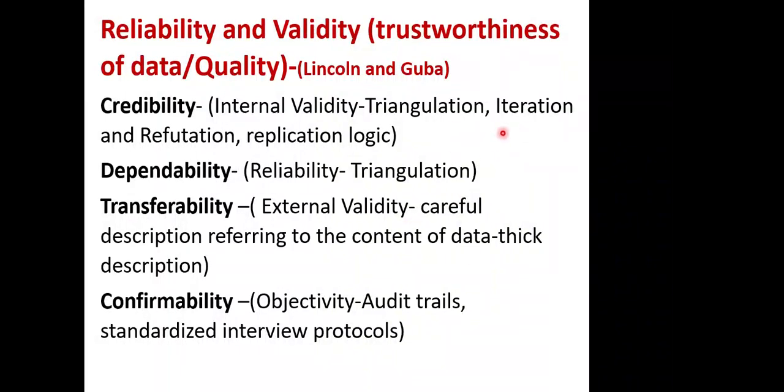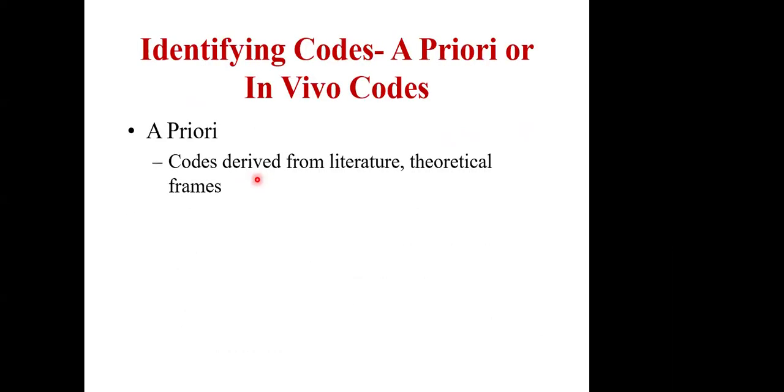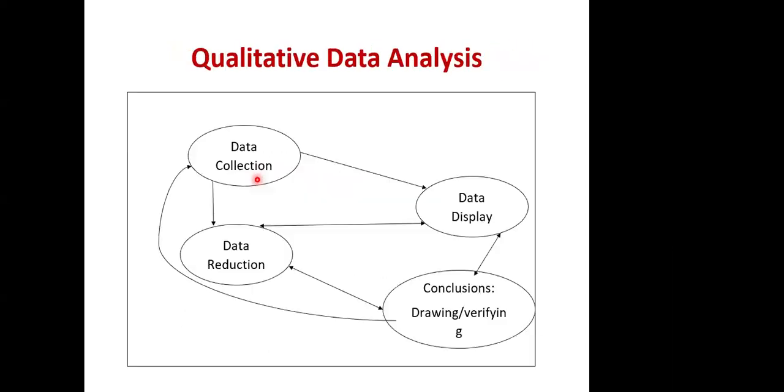Right. Iteration and refutation is, again, now you saw in this Miles and Huberman process, we went back and forth many times. Why? That was to ensure that what I have been doing is the right thing. I have come to the right conclusion, till I'm satisfied that my data is right. So I went on till I don't see an issue with my findings when I compare them to the previous body of knowledge and everything.